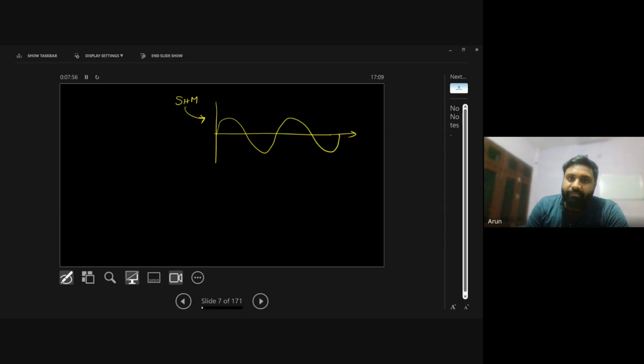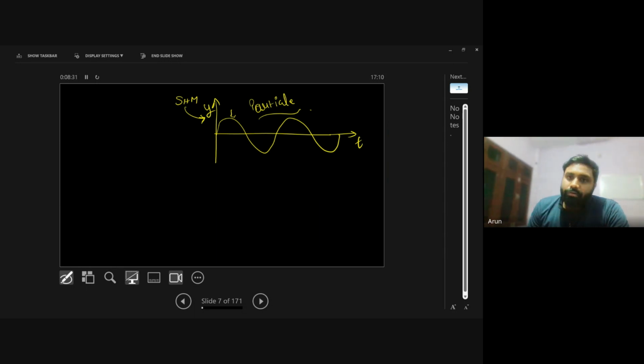Then what is this graph? This graph represents the displacement with respect to time, and this displacement is of a particle. But wave is a collection of particles. There are infinite number of particles in the wave which are oscillating. That is why the wave has been formed. Got it? But by itself, SHM is not a wave.